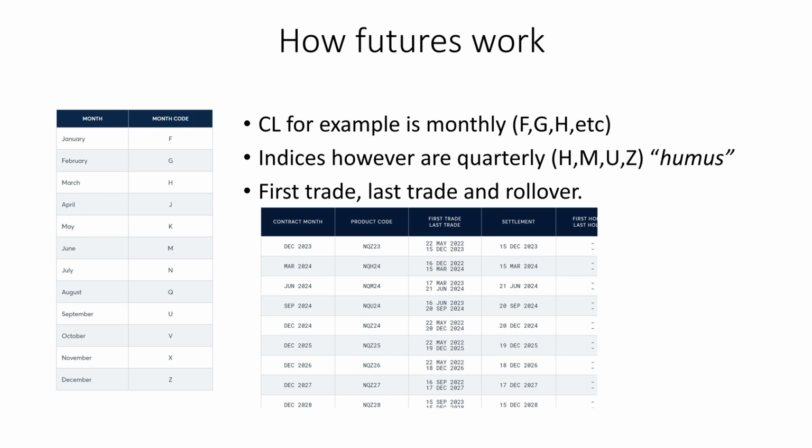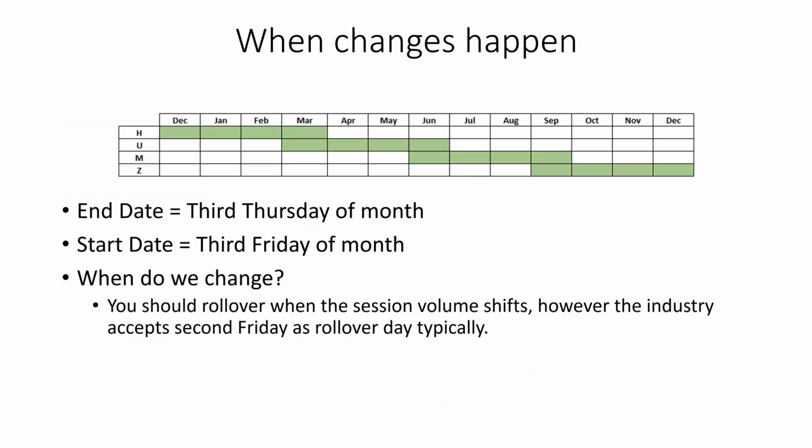Now with rollover, rollover is a little subjective. Rollover happens when volume shifts. The industry standard is typically the second Friday, so the Friday before the end date. But really it's whenever volume shifts. Whenever you see 51% of volume on the new contract, that's when you should change your contract to the next month or the next quarter. But industry standard is typically the second Friday, with the contract end date being the third Friday.